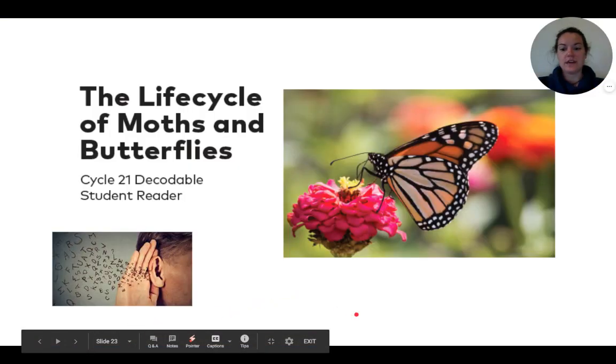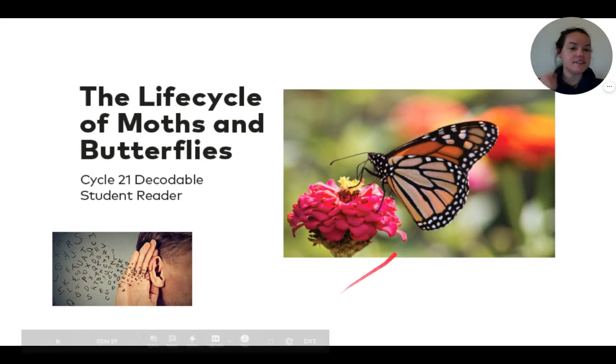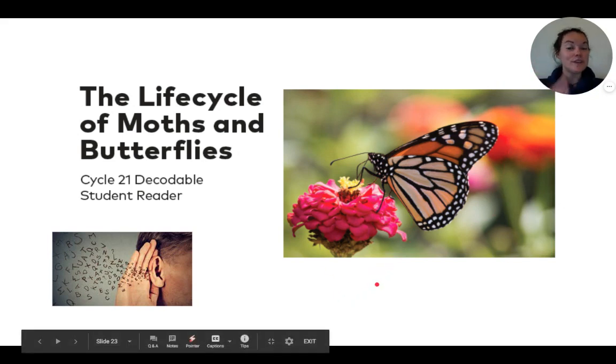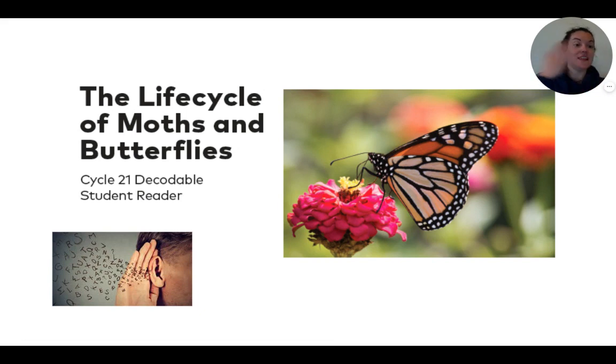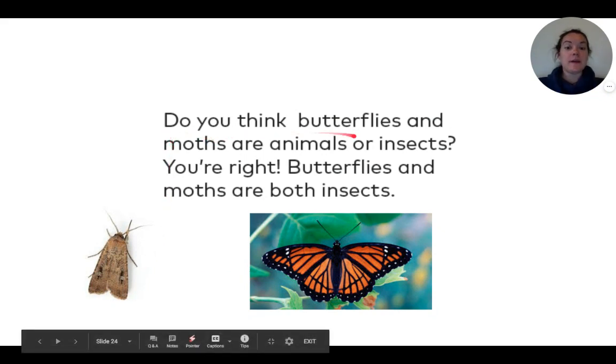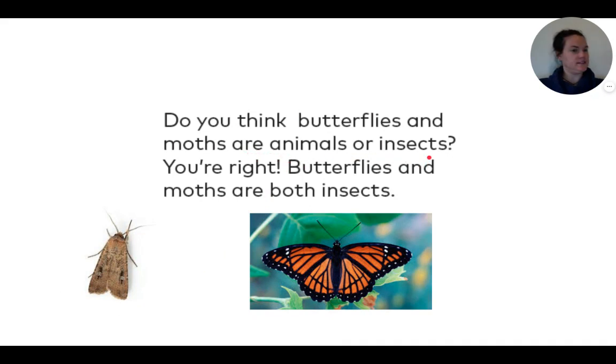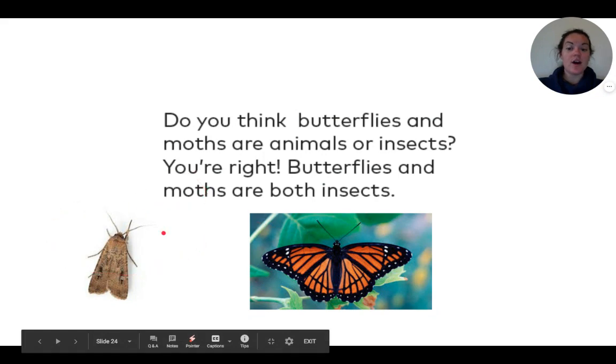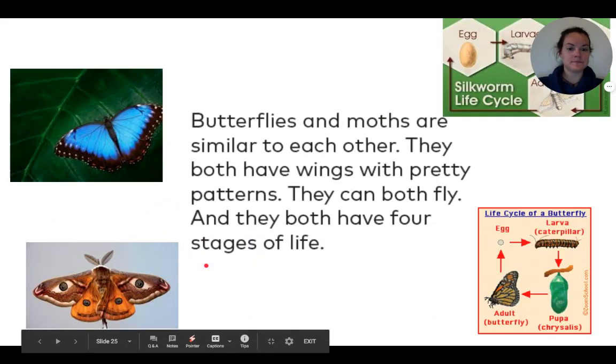All right, this week, the decodable text is about the life cycle of moths and butterflies. This is really exciting because I know that you guys learned about butterflies and the life cycle before this whole thing happened. So you guys are already going to be experts on this. Do you think butterflies and moths are animals or insects? You're right. Butterflies and moths are both insects.